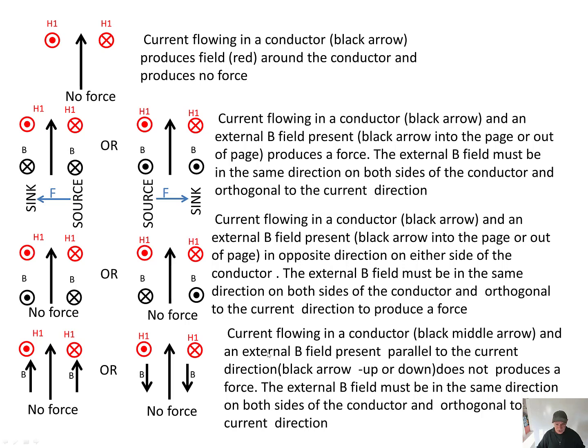Okay, in the last case, current flowing in a conductor, black middle arrow, and an external B field present parallel to the current direction, black arrow up or down, does not produce a force. The external B field must be in the same direction on both sides of the conductor and orthogonal to the current direction. So in this case, the B field is parallel to the current direction, so there's no force.